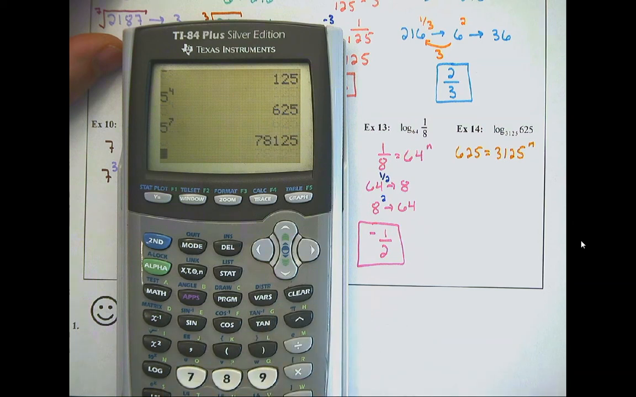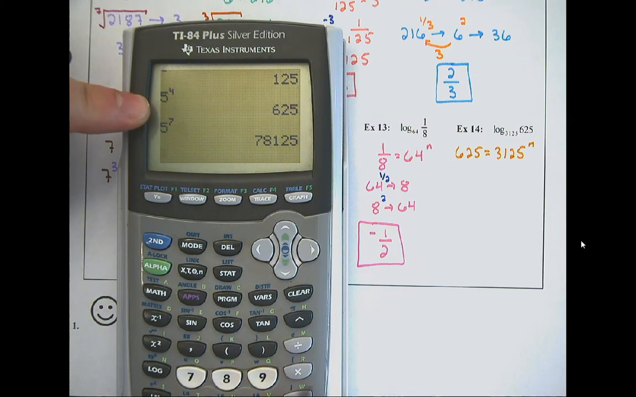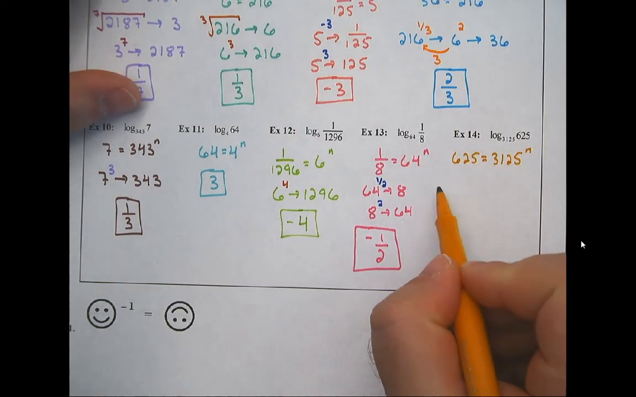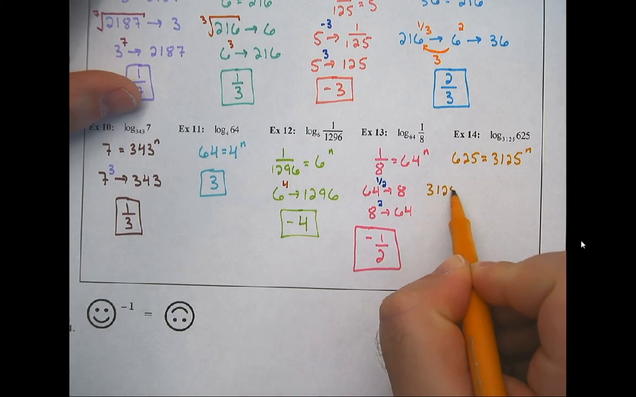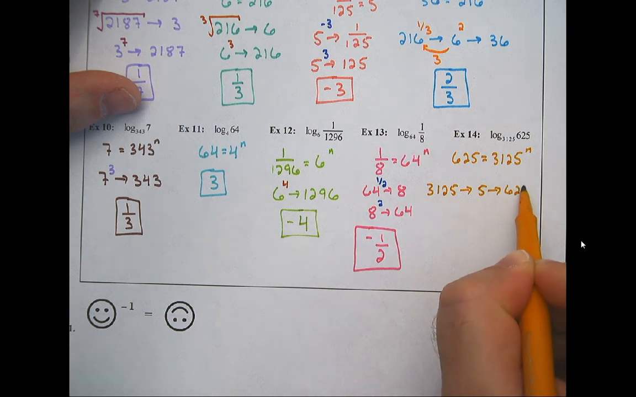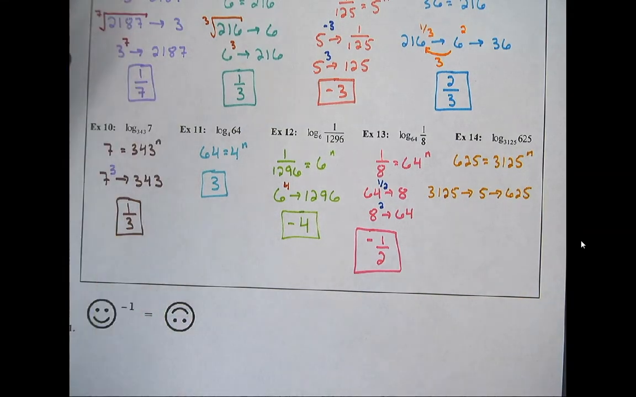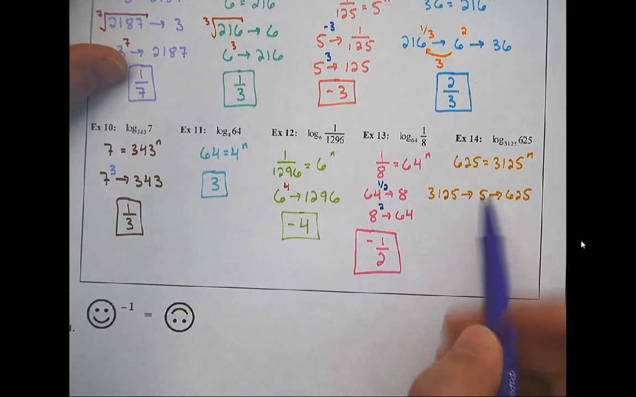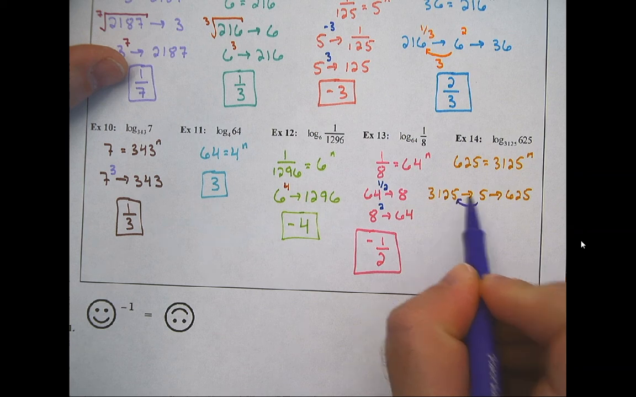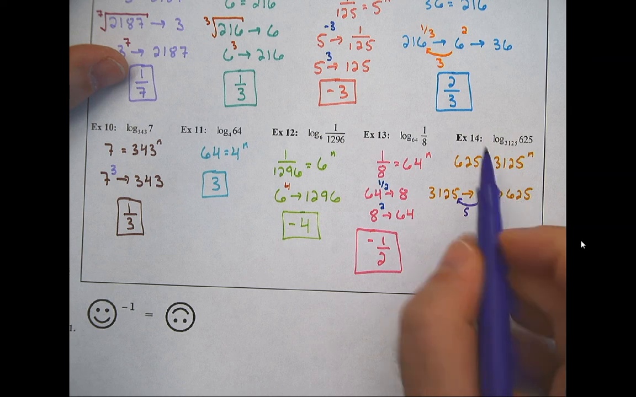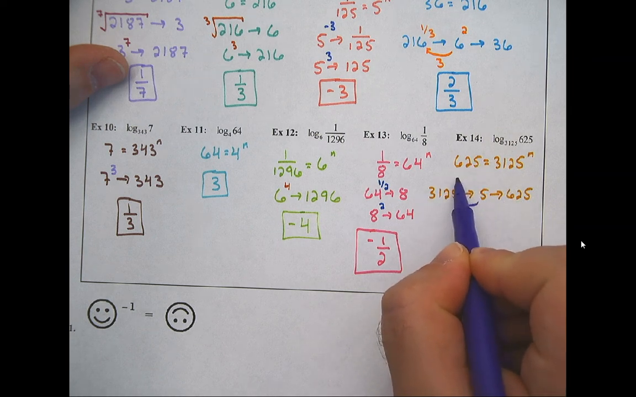Let's try to the seventh. Nope, too big. So 5 to the fourth and 5 to the fifth. So I'm going to try to break this down. I'm going to start at 3125. I want to turn that into a 5, and then I'm going to take the 5 and turn it into a 625. All right. Now, turning a 3125 into a 5 is not easy. Turning a 5 into a 3125 is, so that's 5 to the fifth, which means if I want to go this way, I need to do a fifth root.